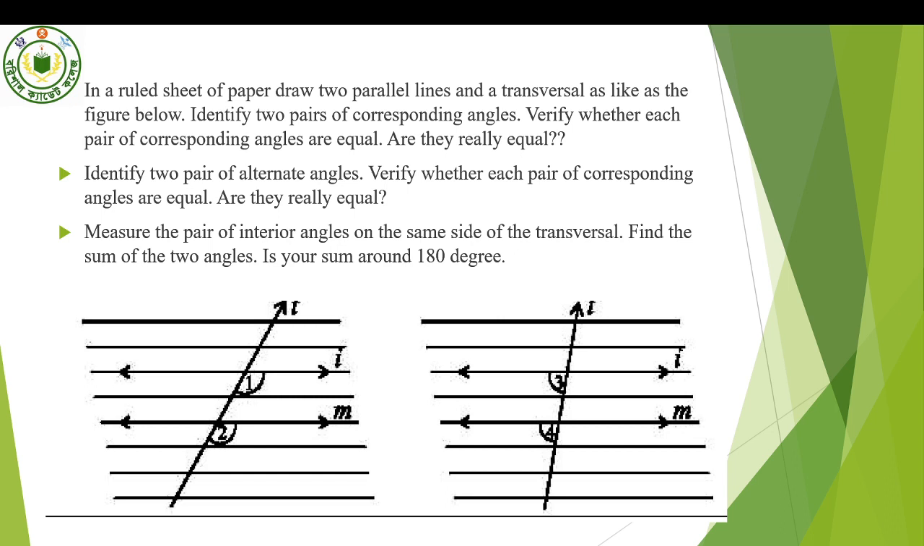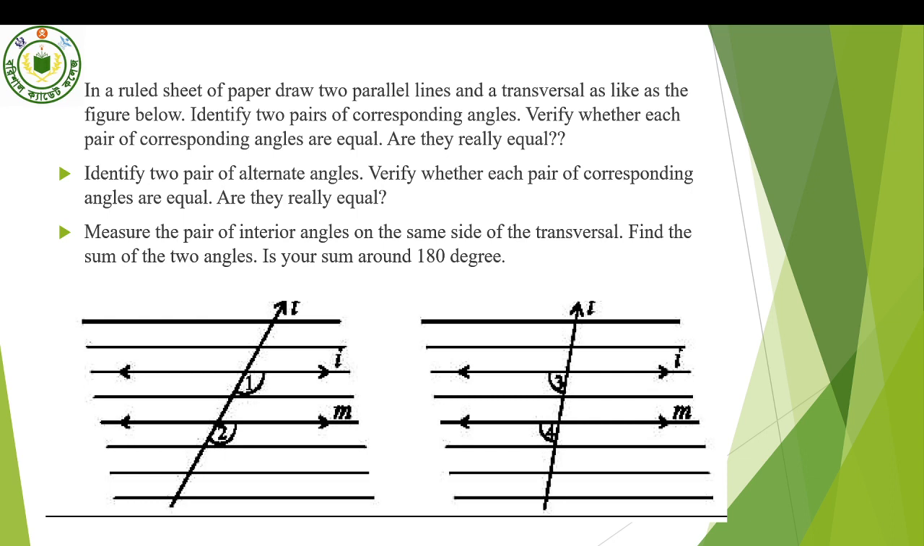Now, dear cadets, take a paper. On a ruled sheet or paper, draw two parallel lines and a transversal like the figure below. Identify two pairs of corresponding angles. Verify whether each pair of corresponding angles are equal. Are they really equal? Identify two pairs of alternate angles from the figure. Verify whether each pair of alternate angles are equal.